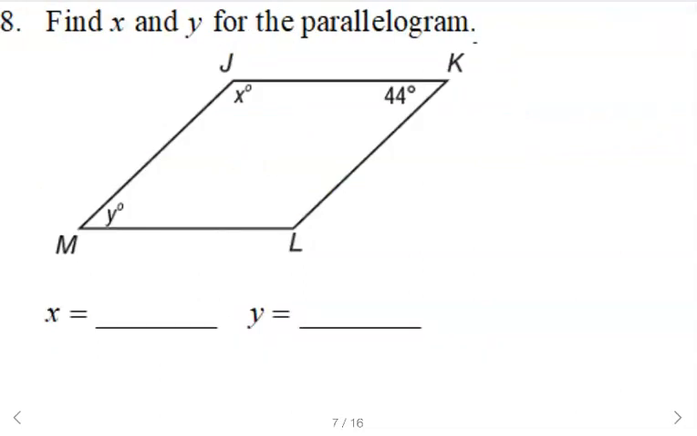The opposite angles in a parallelogram are congruent, so y must be 44. And then the adjacent, or the consecutive angles will be supplementary. So 180 minus 44, we get 136.